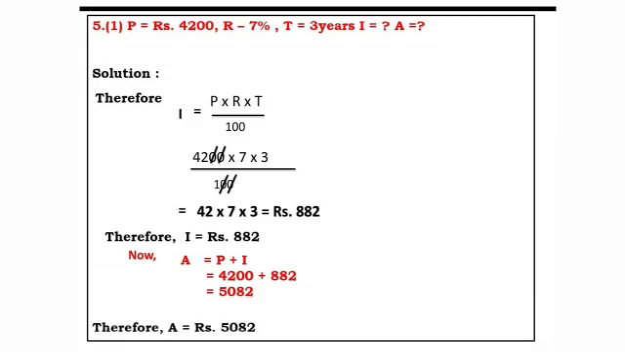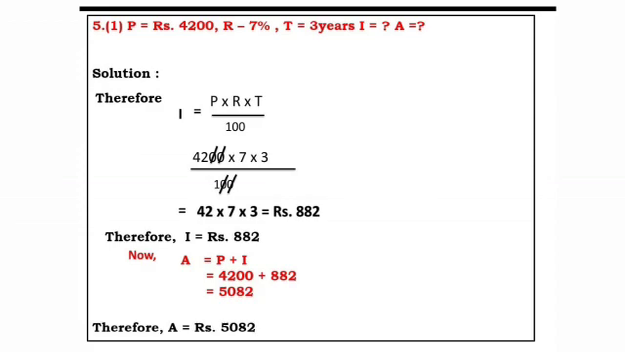Now the fifth sum. Now in the fifth sum, the first sum is where the principal is given as rupees 4,200, rate of interest is given as 7%, time is given as 3 years. And what have you to find out? You are going to find out the interest and amount. So to find out interest, the formula is P into R into T upon 100, and then you are going to substitute the value. Therefore I is equal to 4,200 into 7 into 3 upon 100. Now after cancellation, I is equal to 42 into 7 into 3, which is equal to rupees 882.